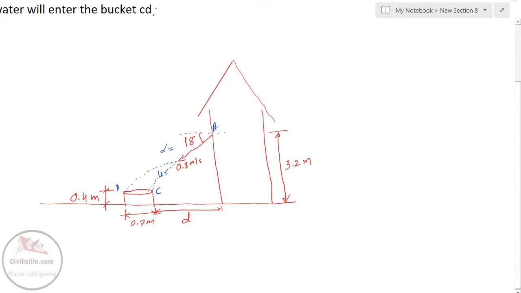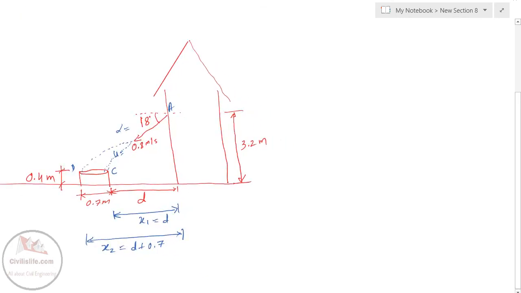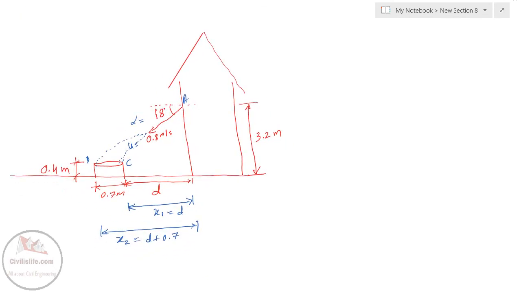That means along the horizontal axis it has to travel two distances, that is either it has to travel x1 distance or it has to travel x2 distance. So this x1 is d and x2 is what? It is d plus 0.7. In both the cases it is different. Okay, so this is the given question.